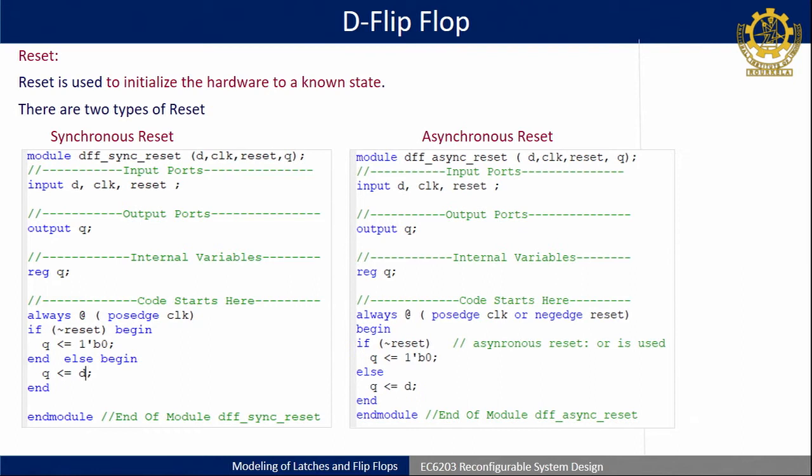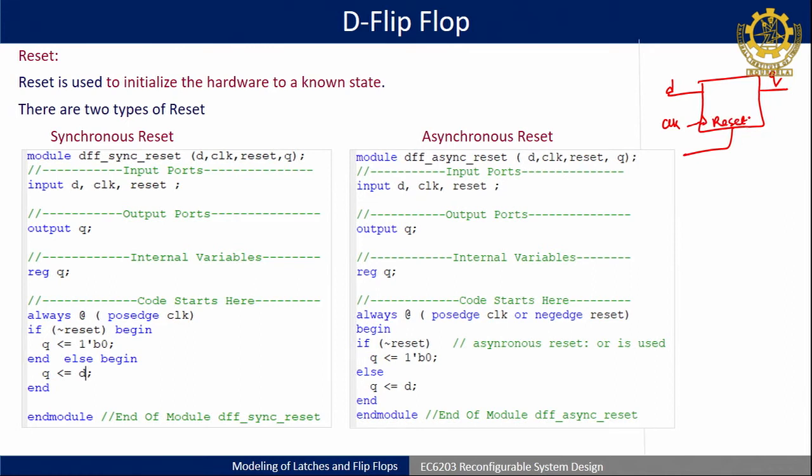So, there are two resets, one is called synchronous reset, another is called asynchronous reset. Here we use the same D flip flop. In the D flip flop we have taken one clock, input as D, output as Q, and this input as reset.